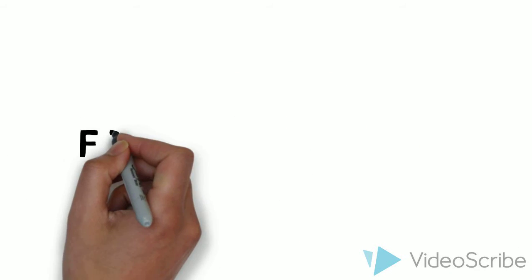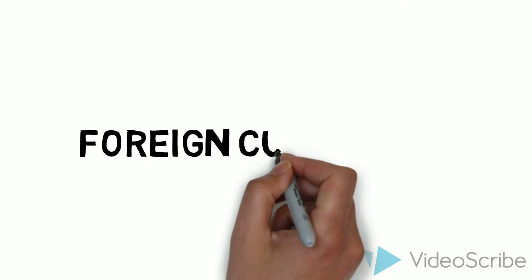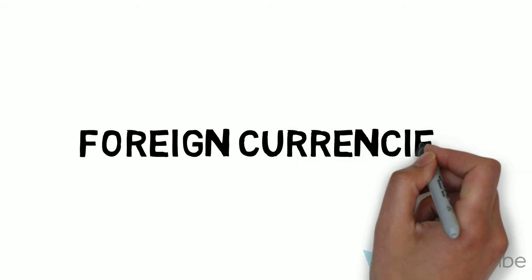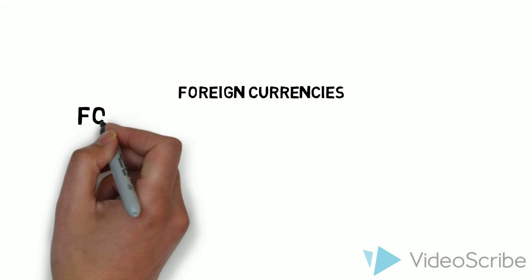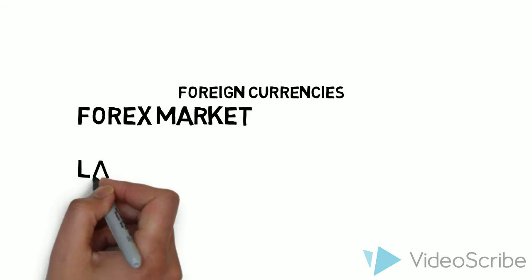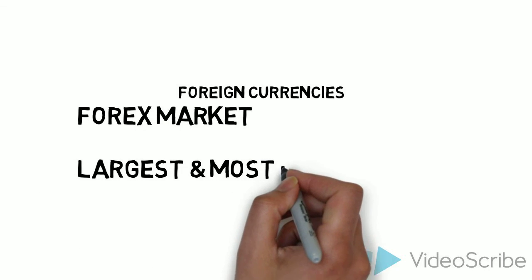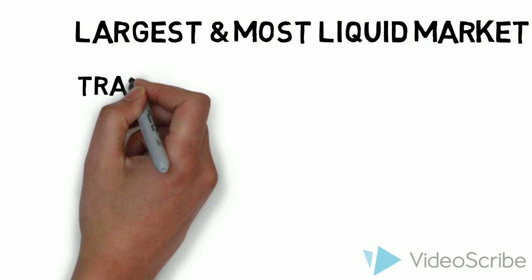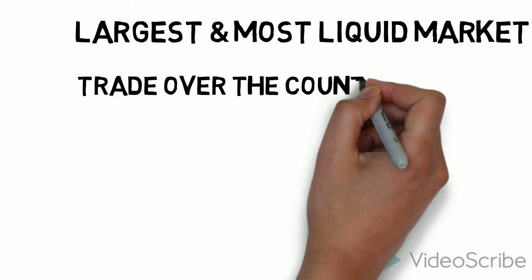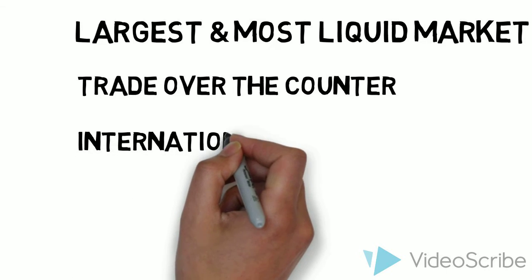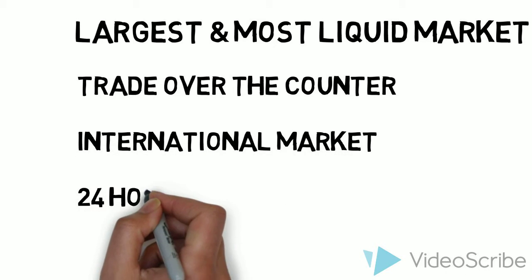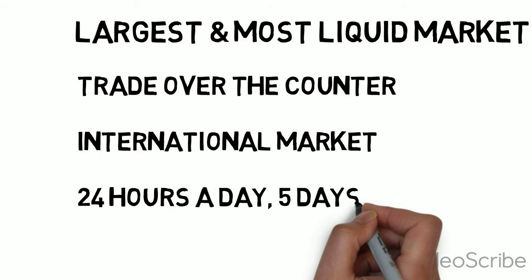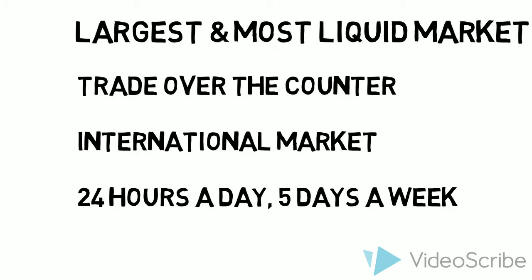Now, let's turn to trading on foreign currencies. All of the world's foreign currencies are traded in the forex market. The forex market is the largest, most liquid market in the world. There's no central exchange as it trades over the counter. Forex trading allows investors to buy and sell currencies similar to stock trading, but with the following exception: investors can access the international market to trade 24 hours a day, 5 days a week.